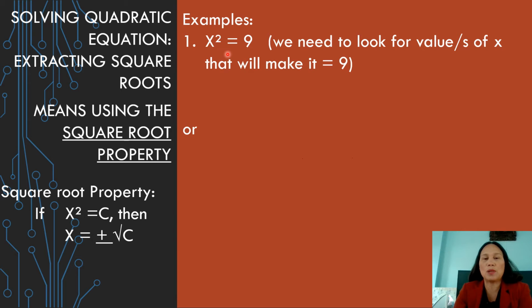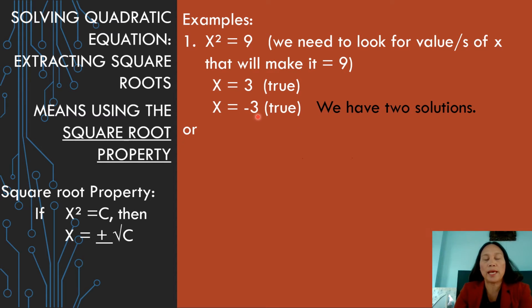3 times 3 is equal to 9. Yes. What about negative 3? Is negative 3 times negative 3 equal to 9? Yes, because if you are multiplying the same sign, the product sign is always positive. So, it is also true for x is equal to negative 3. So, for this given equation, x squared is equal to 9, the value of x is equal to 3, and the value of x is equal to negative 3. So, we have two solutions here.